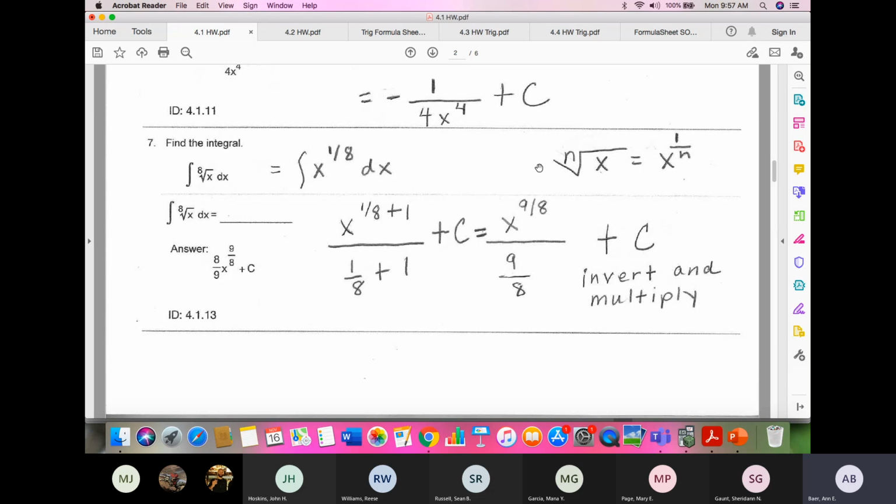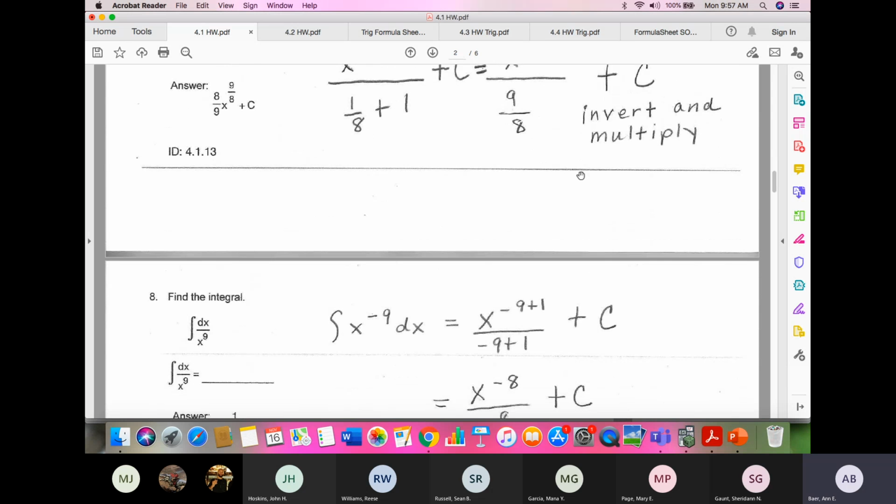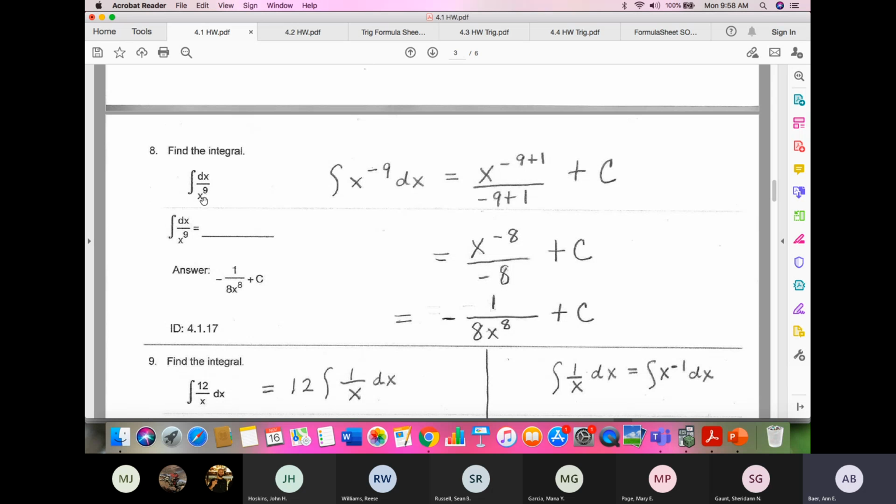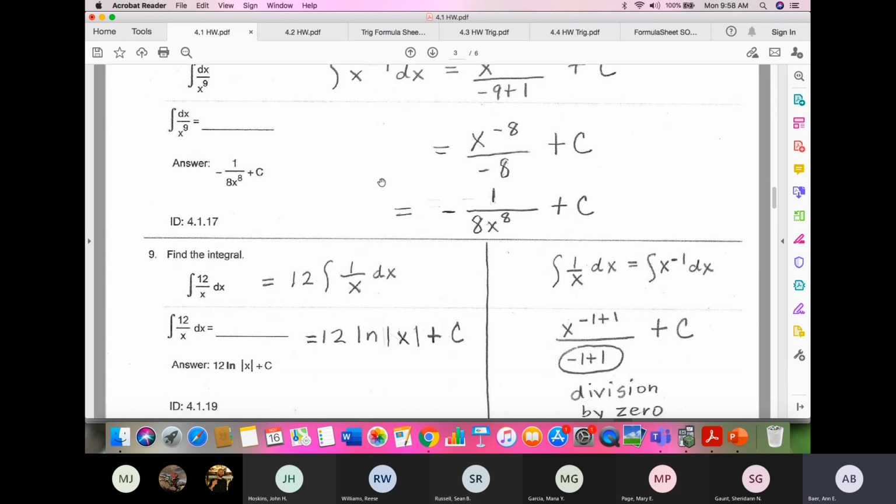I just wanted to remind you all that if you've got an nth root of x, that is equal to the radicand, which is x, to the 1 over whatever index you're talking about. So that one's similar. You just bring this up to the numerator as x to the -9th and go from there.